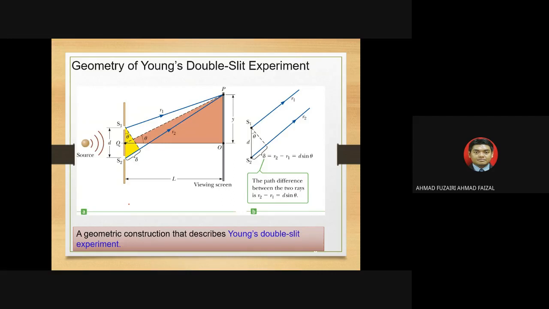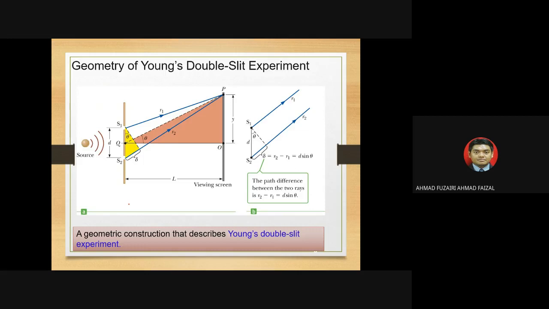Before this, we learned about the path length difference. Okay, so this is where you want to calculate. You want to analyze the Young double slit experiment numerically. So we need to use this geometry of the Young double slit experiment. Okay, so let's look at this example.